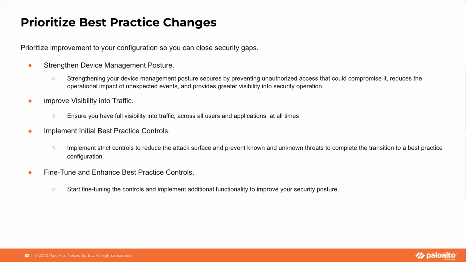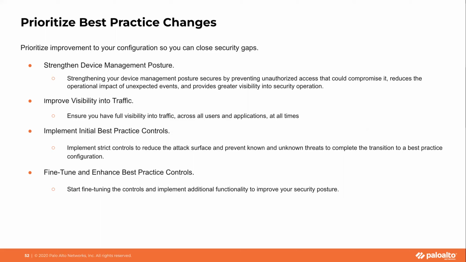Implement initial best practice control. After you gain the visibility, the next step is the context of the traffic on your network: application, content, threats, and users. So you should implement strict control to reduce the attack surface and prevent known and unknown threats to complete the transition to the best practice. After you review your adoption summary and identify the gaps, you should follow these transition steps and move towards the best practice security profiles.